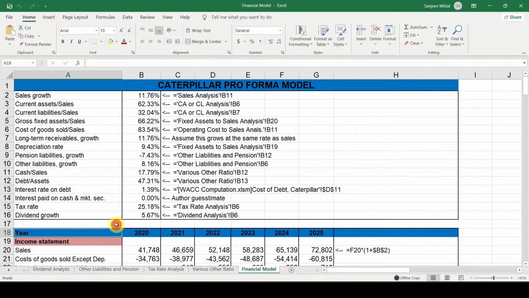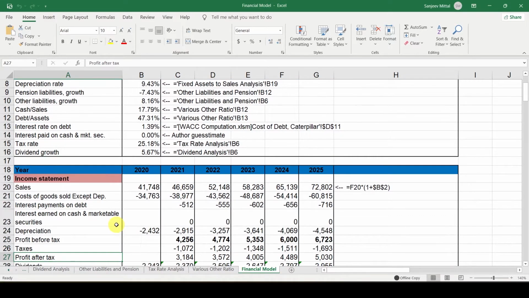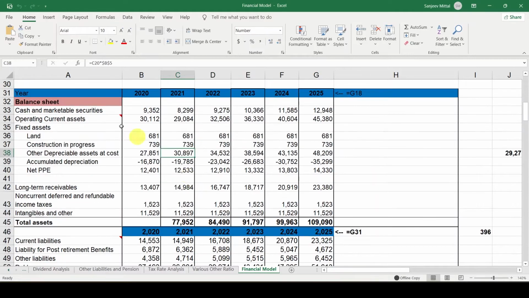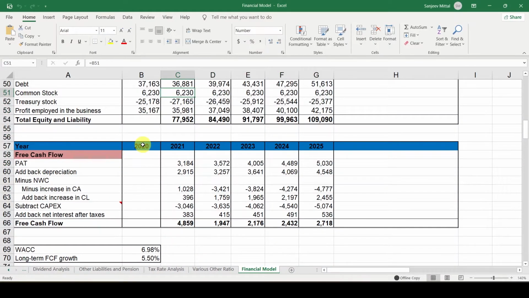Now, we shall start our projection with our year 2021 and till year 2025. So, we shall project our income statement for the future 5 years as you can see. We shall project our balance sheet for the next 5 years as you can see here. And after that, we shall project our cash flow, which is free cash flow for the next 5 years starting from the year 2021 to year 2025.